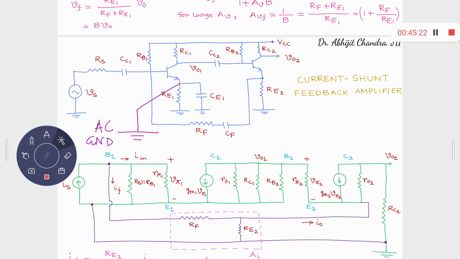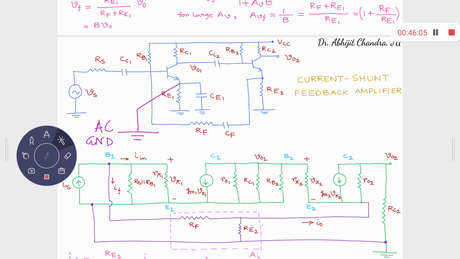How is Is connected? Is is connected between V1 and hard ground. Rs is also connected between V1 and hard ground. So this Is and Rs, both of them are connected between V1 and hard ground. Remember, this RB1 was connected between base 1 and AC ground, right? So therefore, I can combine this Rs and RB1 together, something like this.